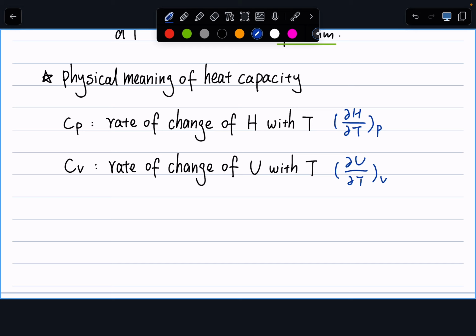So in this case, the logic behind it is we're talking about the change of energy. Let me ask you one more question. My enthalpy and internal energy, are they intensive or extensive properties? Extensive, right? So in this case, because my enthalpy and internal energy are extensive properties, their rate of change with respect to temperature must also be an extensive property.